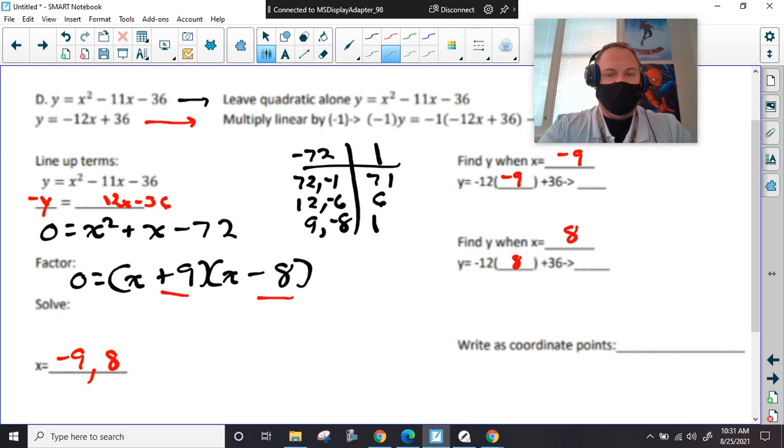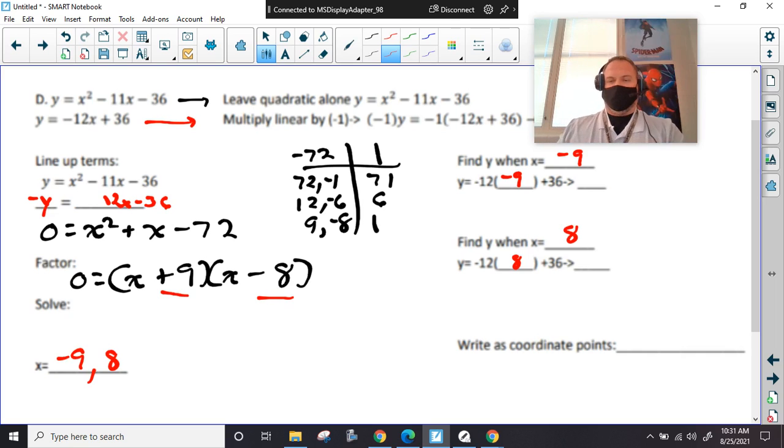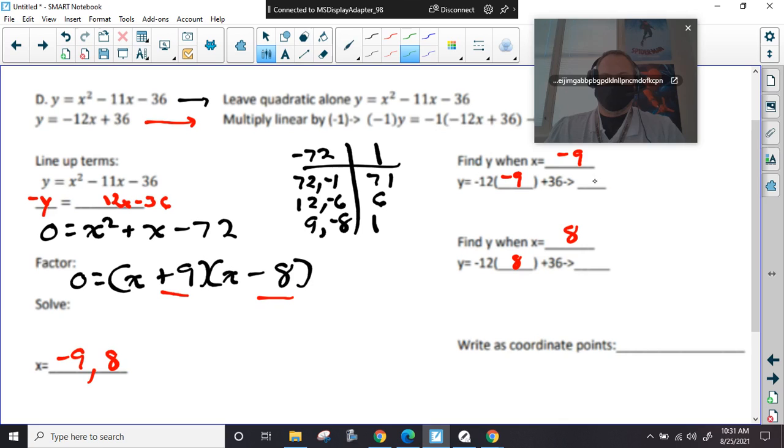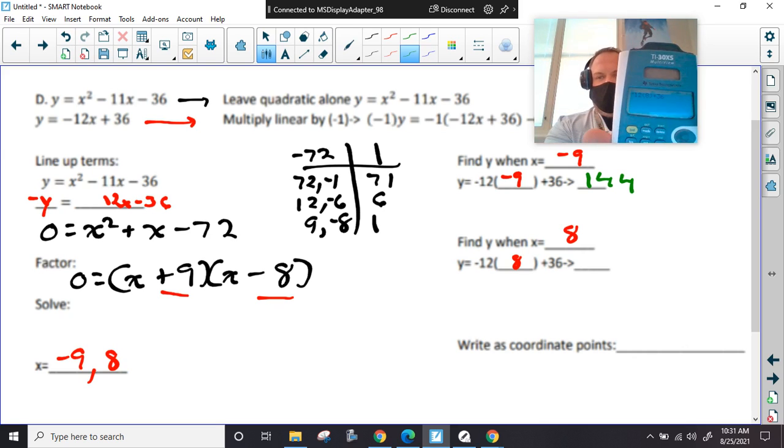All right. So this is when you need to get your handy dandy calculator. I'm going to plug it in as it looks on their paper, my screen. And we're plugging it back into our original linear, and I hit enter, and I get 144. And then I'll do it to the other one. Hit enter. I get negative 60.